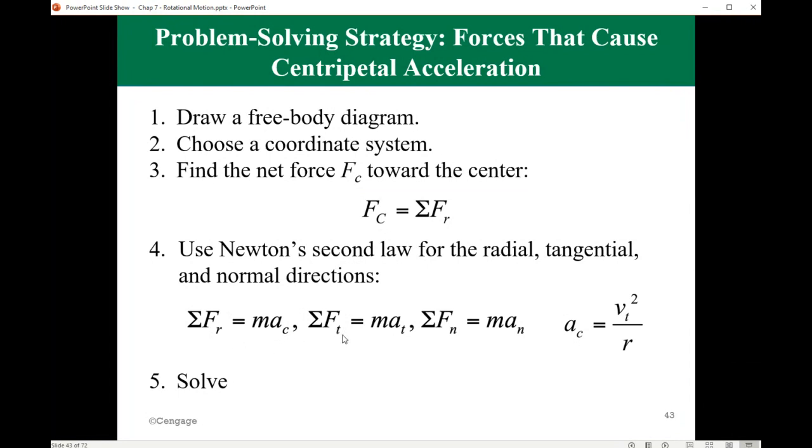You may have two components for the force vector, tangential and radial. For tangential, it is m a tangential. For radial or centripetal, it is m a centripetal. And a centripetal is equal to v tangential squared divided by r. These are important formulas that you need to keep in mind when you solve problems.